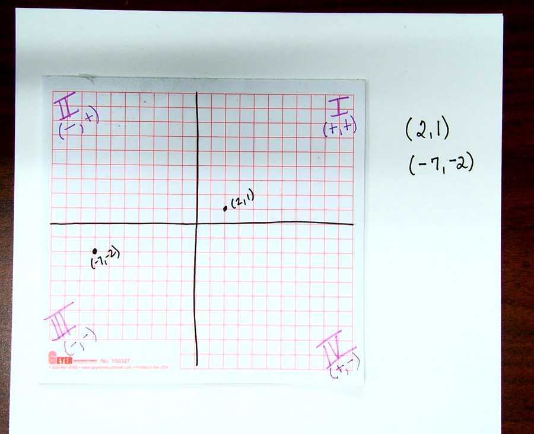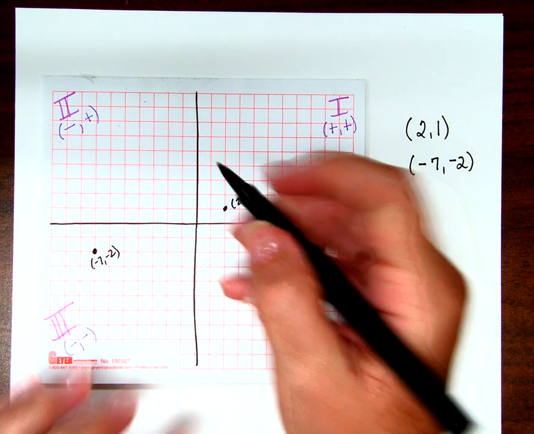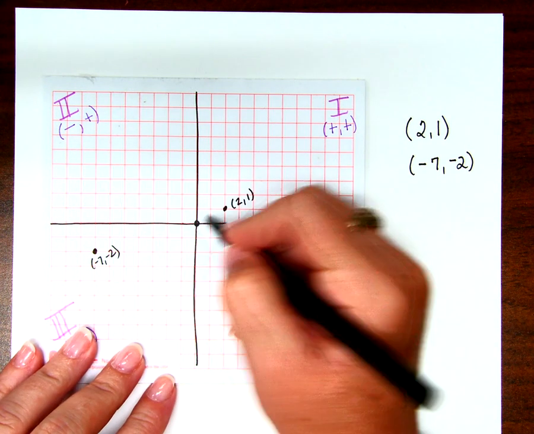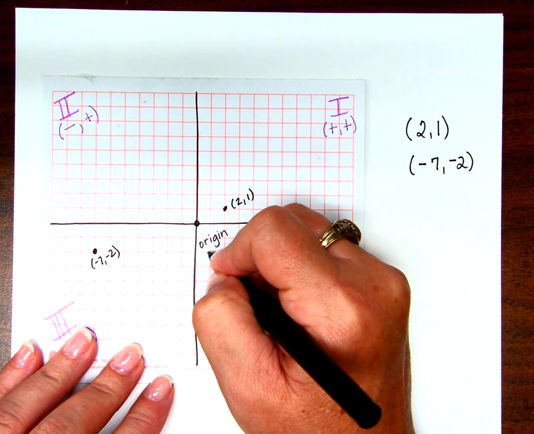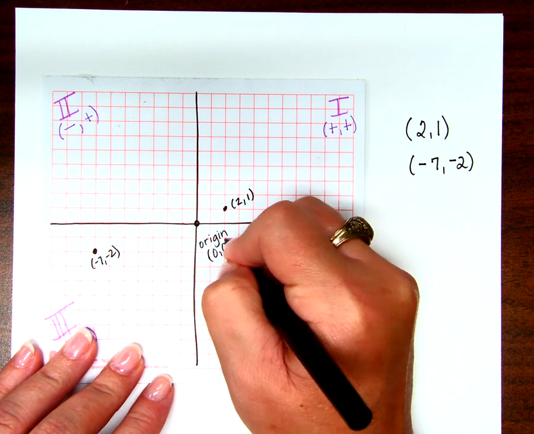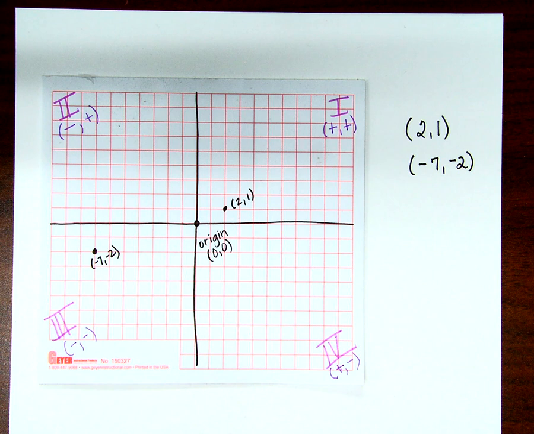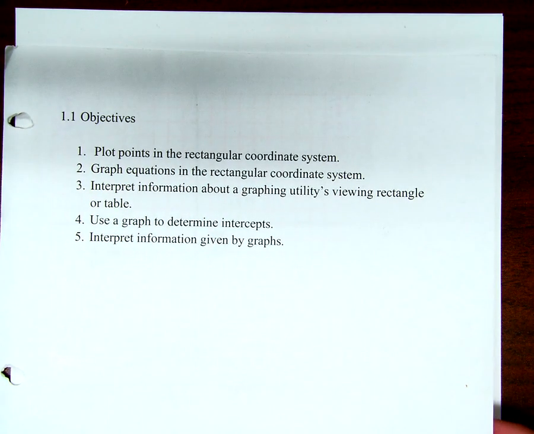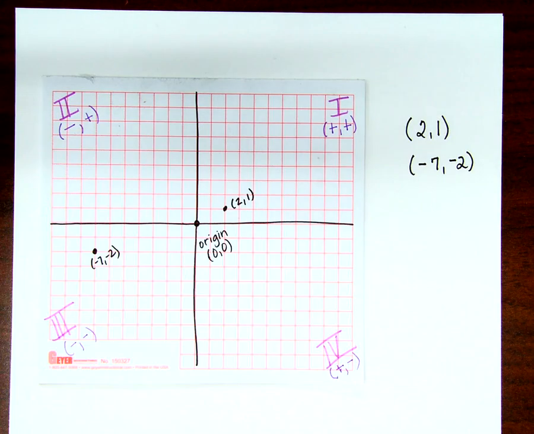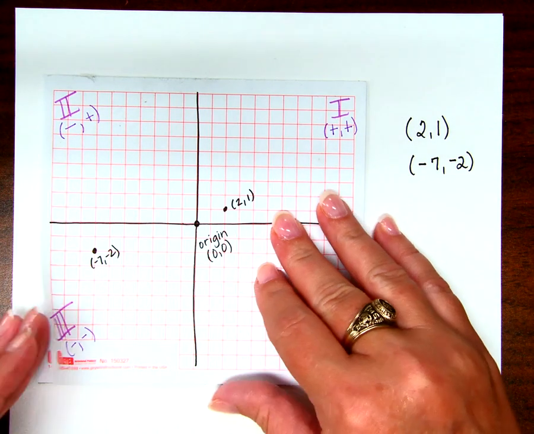Okay? What is this point right here called? Origin. And its coordinate pair is 0, 0. Coordinate point ordered pair. I mixed them up. Yikes. Any questions so far? Can you plot points in the rectangular coordinate system? What about graphing equations in a rectangular coordinate system? Can you do that?